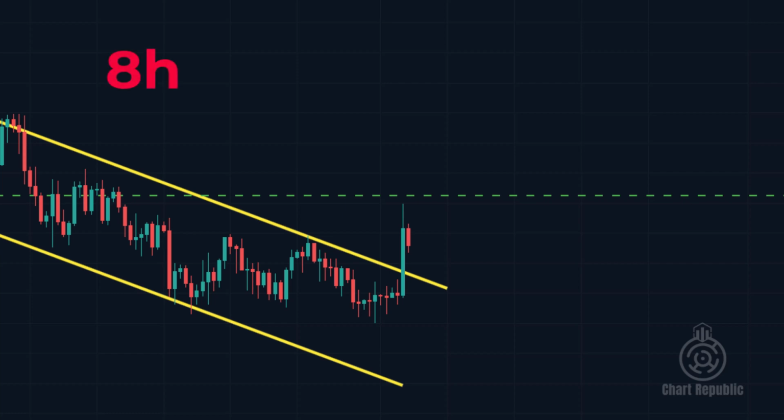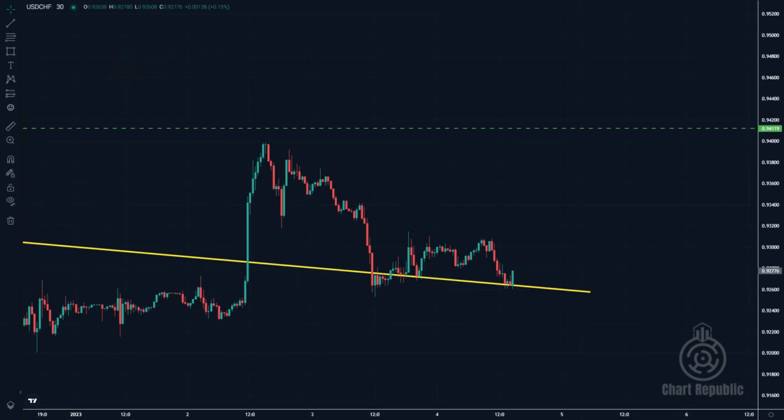However, given that we've already reached our initial target on the 8-hour time frame, it's prudent to switch to a lower time frame, such as 30 minutes. This shift allows us to identify another trading opportunity during a pullback, with an acceptable reward-to-risk ratio. When we switch to the 30-minute time frame, we observe that the price has retraced to the trend line and found support at lower levels.